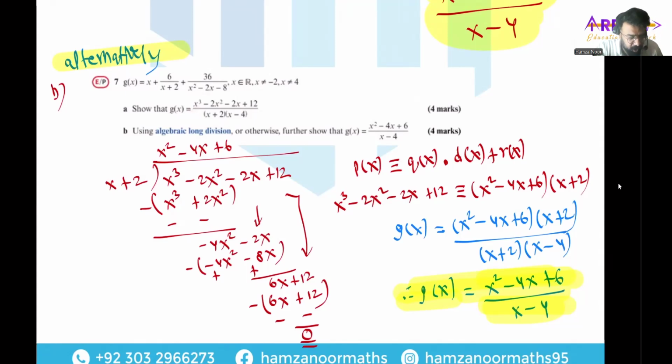So what I'm going to do is divide this cubic polynomial x cube minus 2x square minus 2x plus 12 by x plus 2. Okay, so starting with comparison, by what term do you multiply x such that you get x cube? Obviously, x will be multiplied by x square so that you get x cube underneath, exactly x cube, and then this x square will be multiplied by 2, so this will give you 2x square.